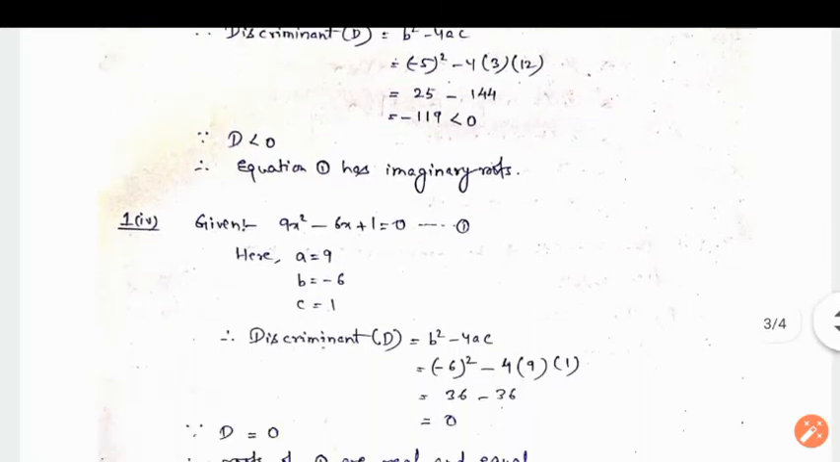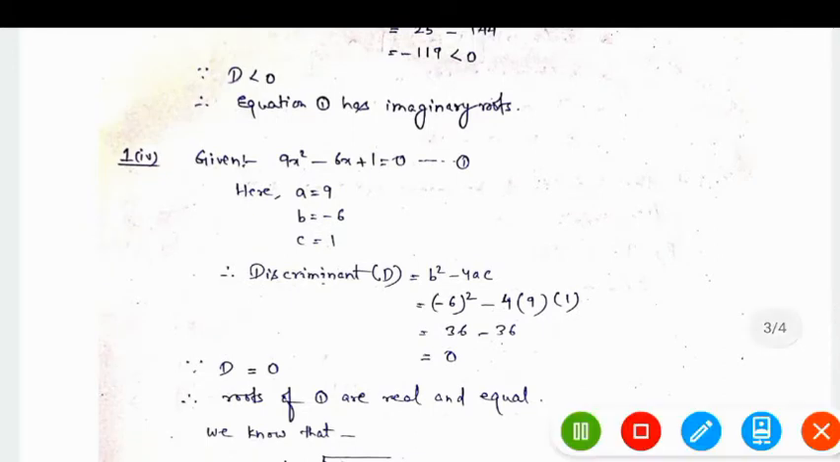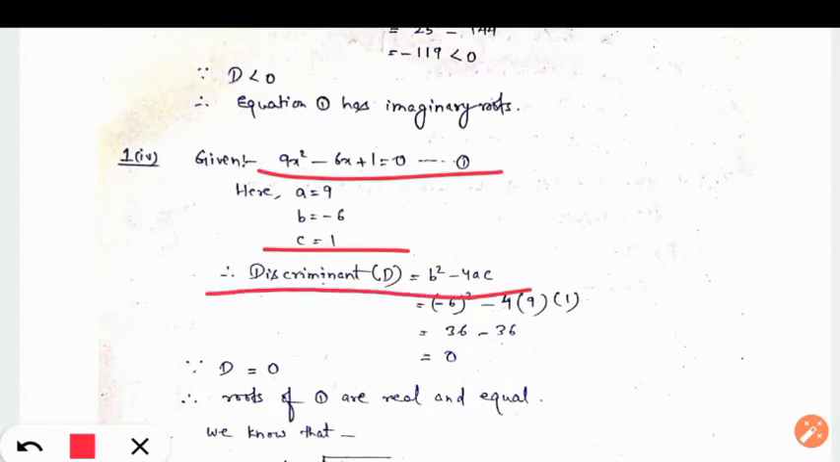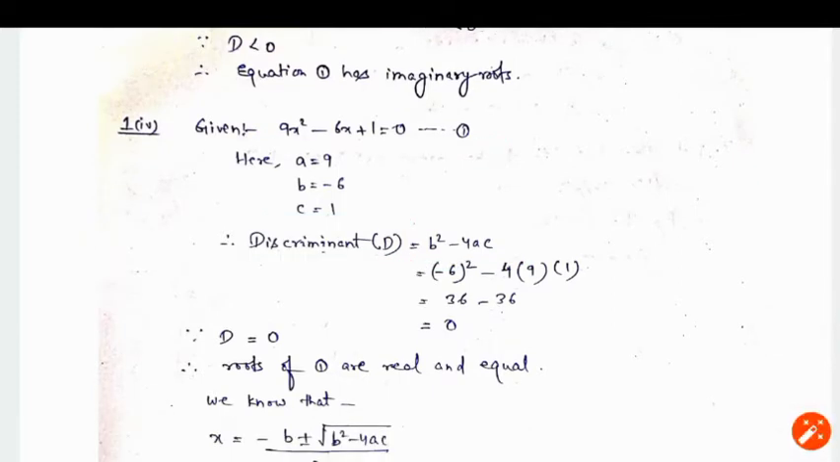So in question number 1 part 4, what we have? 9x² − 6x + 1 = 0. I have given this one as equation 1. Here, what is a, b, c I have written. Now what will be the value of the discriminant? b² − 4ac. Here in place of b we have −6, then 4ac. So see, I got the discriminant as 0.